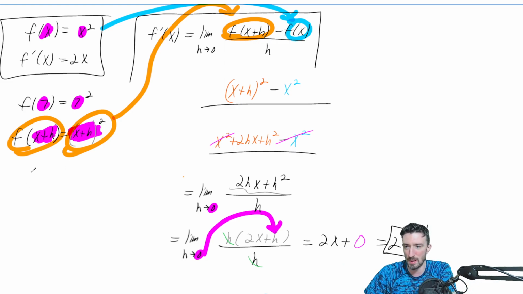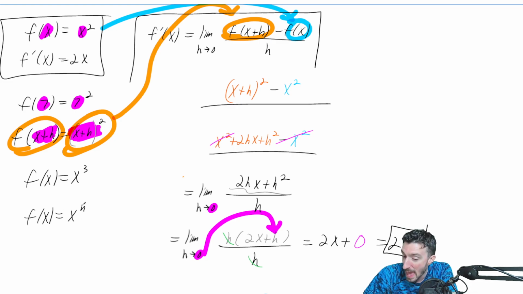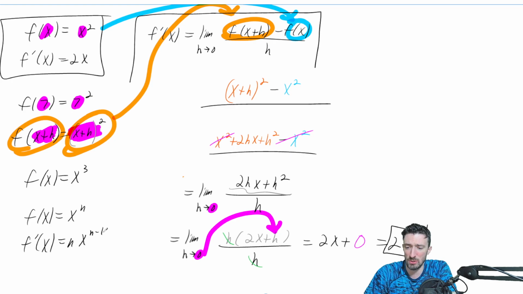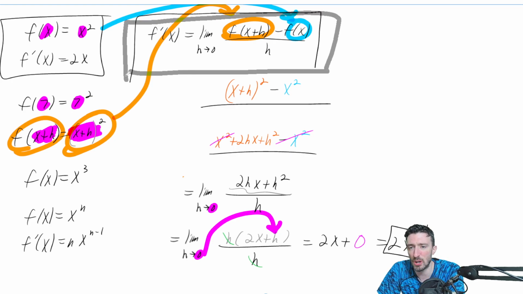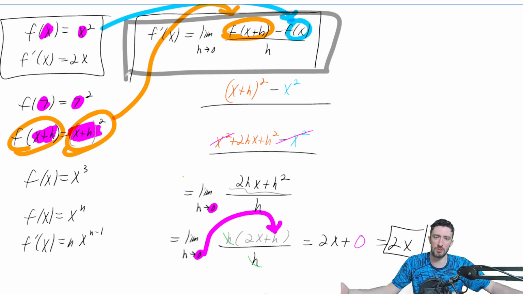So you could do something similar if you wanted to prove the derivative of x cubed, or maybe you wanted to prove the derivative of x to the n. And in general, you would say that the derivative of x to the n is n x to the n minus 1. And you would use a similar idea to this. It's a little bit more complicated. You need to know a little bit more pre-calculus, a little bit of combinations, but it would still follow the same process of starting by plugging into the limit definition of a derivative.